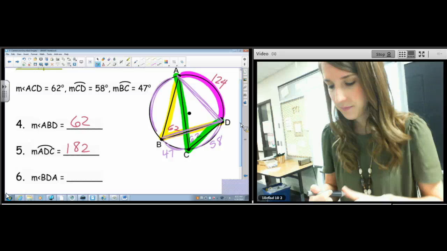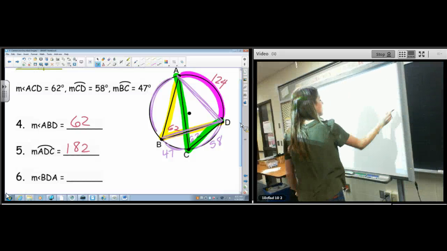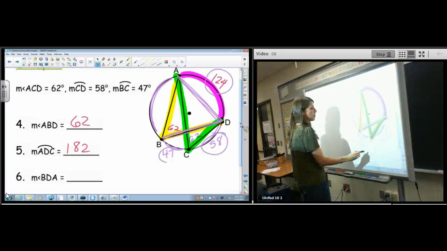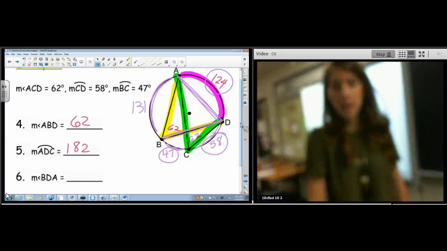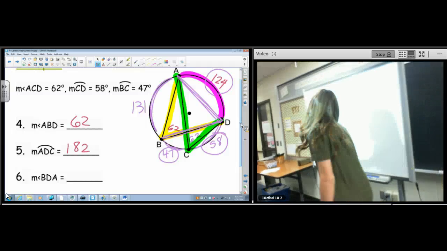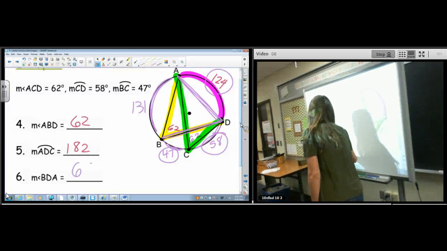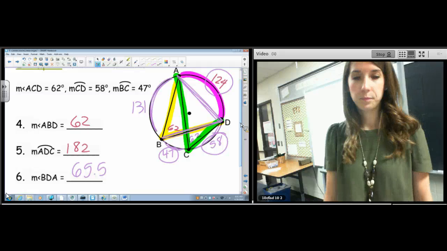Albert wins. When you subtract this number and this number and this number from 360, you get 131. When you divide 131 by 2, you get 65.5.